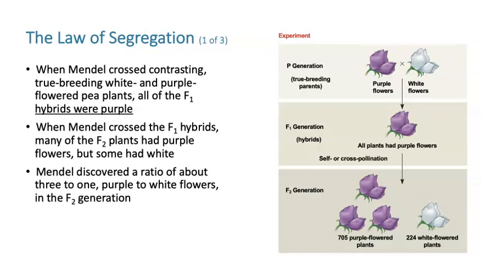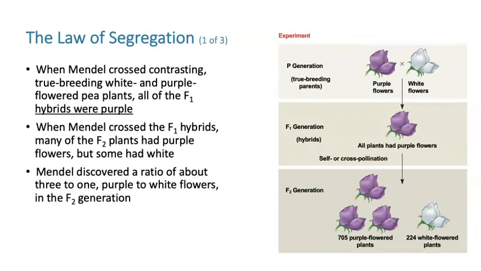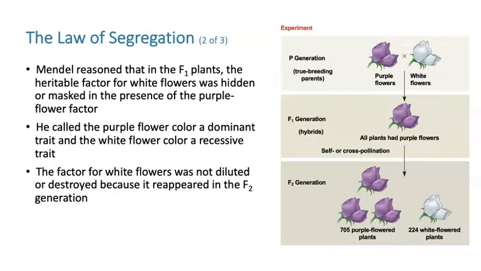He did this with, again, all the different traits. Here you see it happening with the purple flower versus the white flower. The F1 generation were all purple, and the F2 generation were 75% purple and approximately 25% white, right? If you do the math here, it's not exactly 3-1, but it's really, really close. 25% of them were white in the F2 generation. So from this, he came up with this idea of the law of segregation.